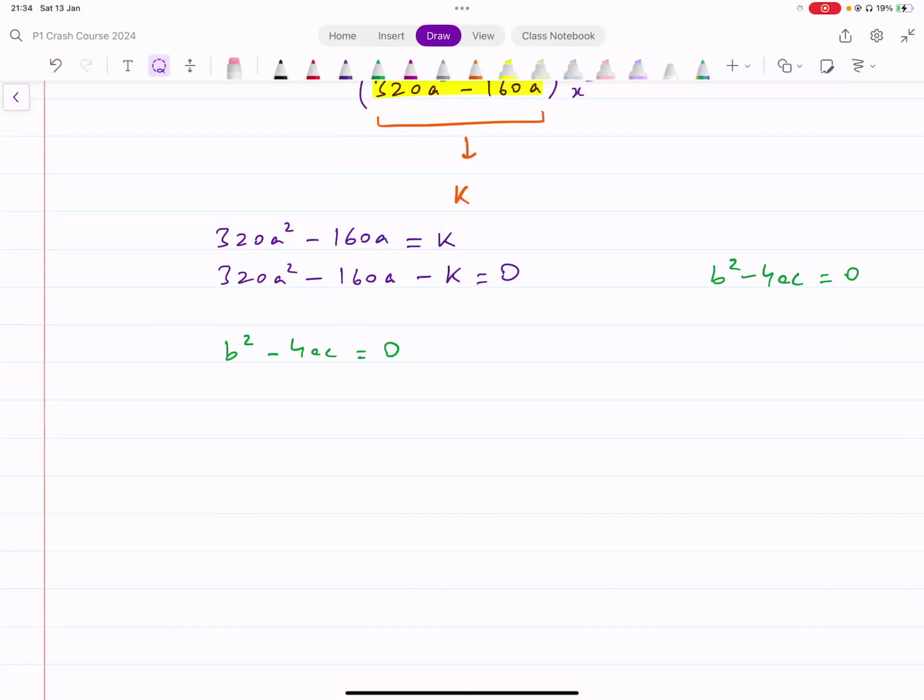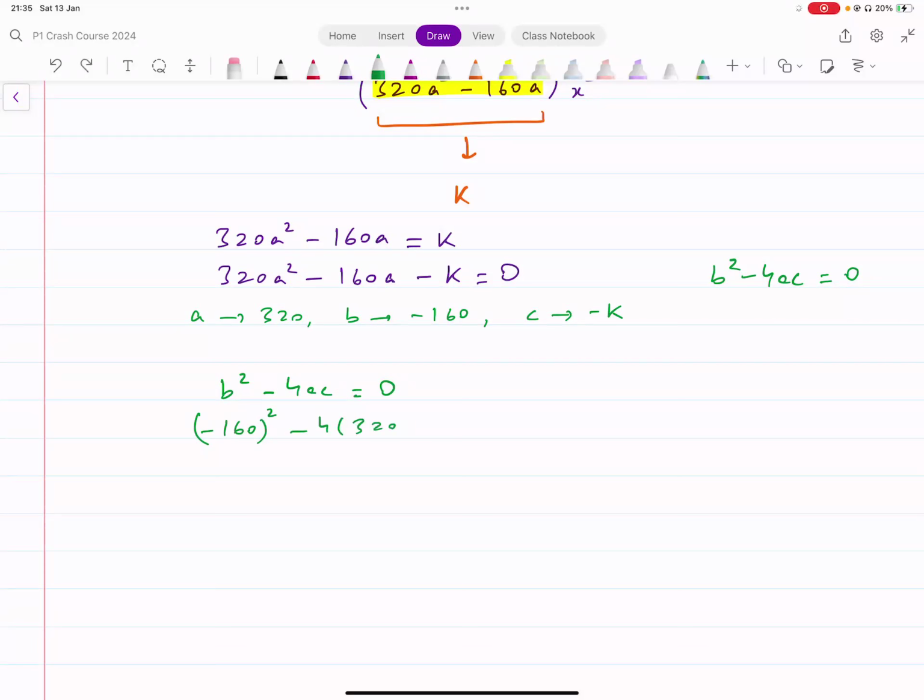Now in this equation, what are we going to input in place of a? In place of a, we've got 320. In place of b, we've got minus 160. And in place of c, we've got minus k. Just input values here. b is minus 160, whole squared, minus 4 into a, which is 320, into c, which is minus k, that equals 0.